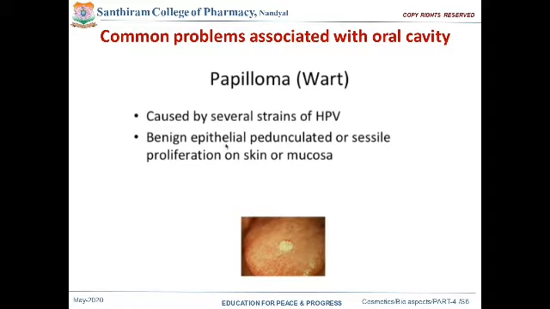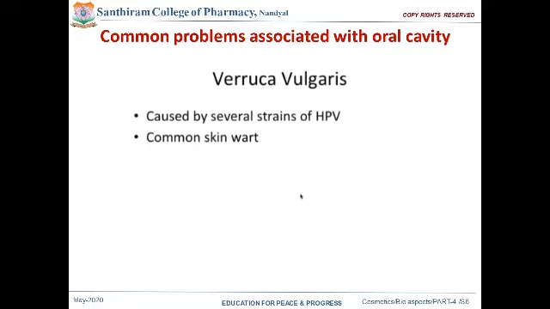And it's a benign epithelial proliferation on skin or mucosa, pedunculated, which means sort of like ballooning out, or sessile, which is more like a mound-shaped, dome-shaped lesion. So let's talk a little bit more about papillomas. We have verruca vulgaris, which again is caused by several different strains of HPV. I honestly can't quite remember if it's 2, 4, or 40 or something like that.